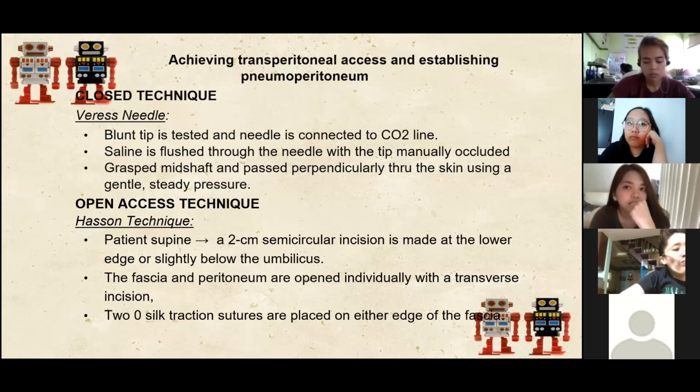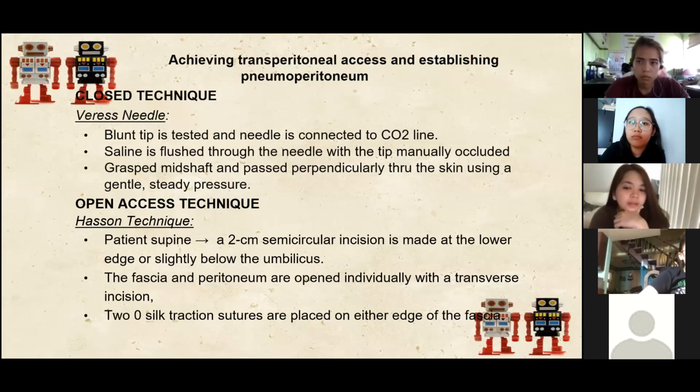For your open technique, you have your Hasson technique. In the unscarred abdomen with the patient in supine position, a 2 centimeter semicircular incision is made at the lower edge or slightly below the umbilicus. The fascia and the peritoneum are opened individually with a transverse incision sufficient to accommodate the surgeon's index finger. Then 2 O-silk traction sutures are placed on either edge of the fascia.